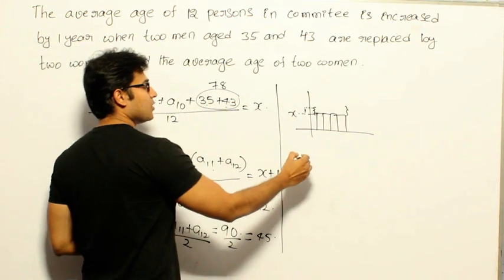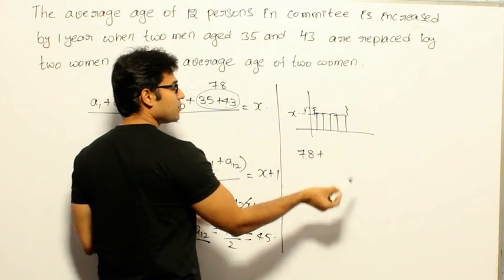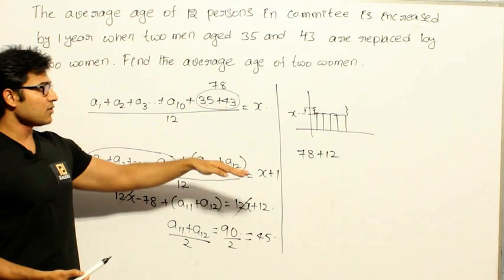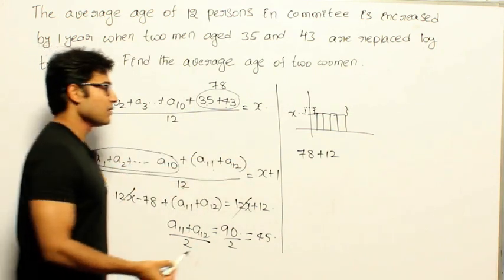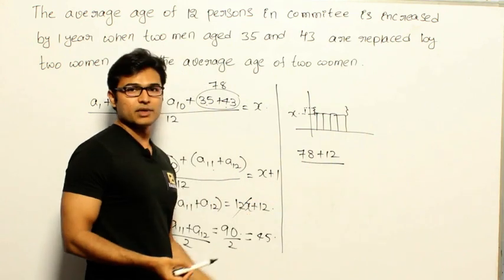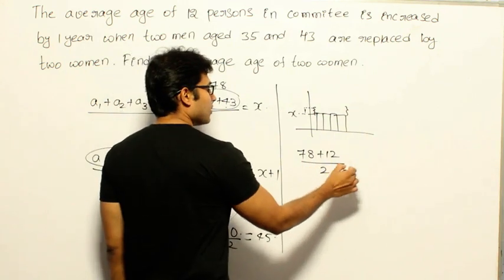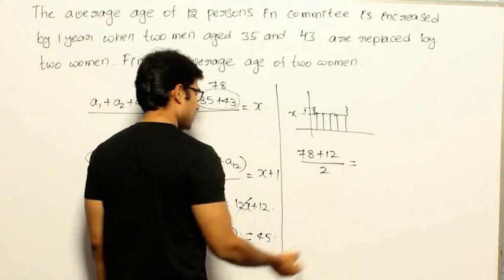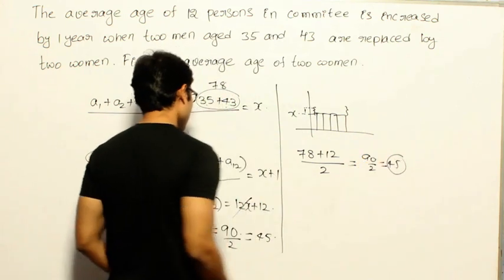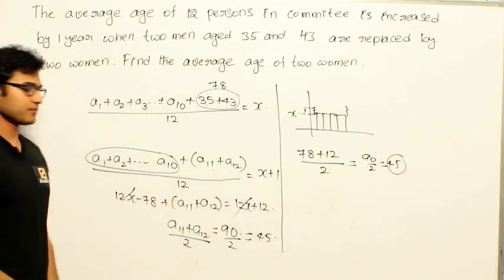So now compared to this 78, the new people are going to bring in 12 years extra. Then only the average is going to increase by 1. Therefore 90 must be the sum of the ages of those 2 new people added. So the average is 90 by 2, which is 45. So either you do it this way or that way, both are the same. Okay, fine.